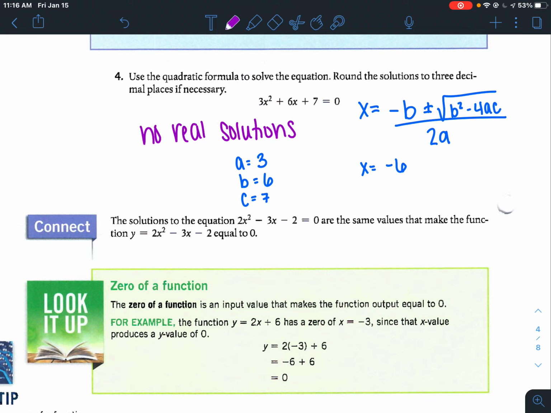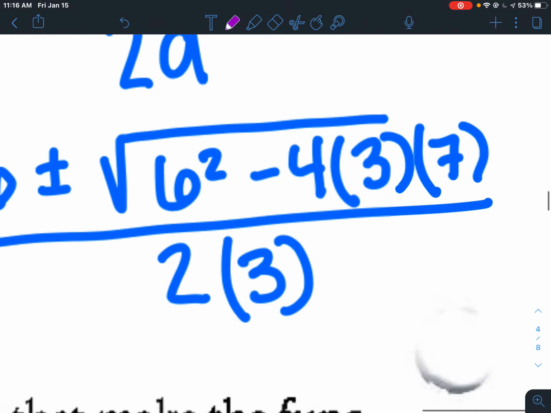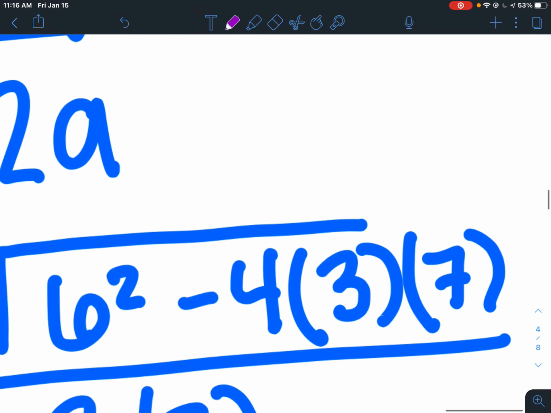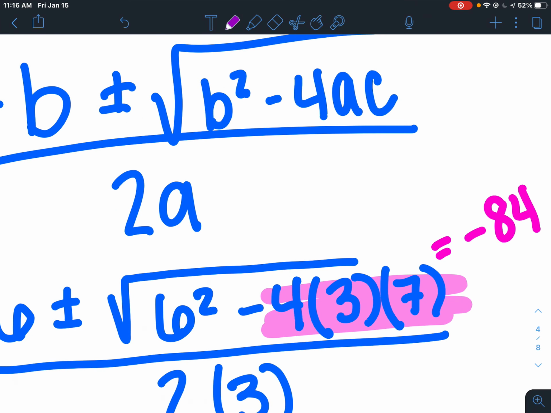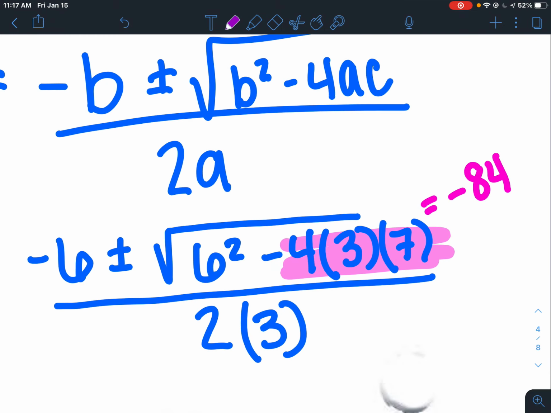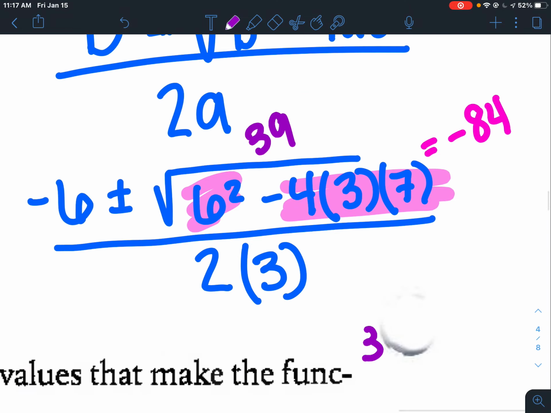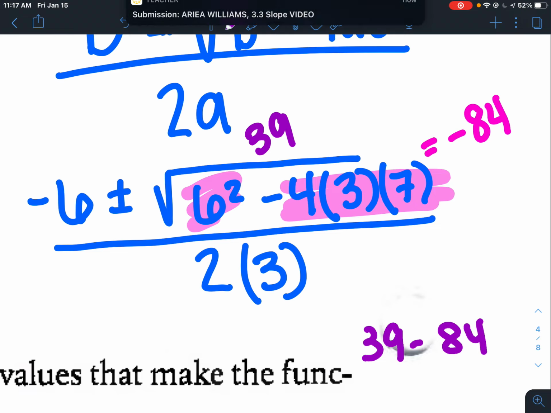Again, don't memorize it, just copy and paste it. I'm going to plug in all of my things, and then just like before, I'm going to solve this middle section here. But when I do that, -4 times 3 times 7 equals -84, and I can't have a negative number. Oh, and then 6 squared equals 36. 36 minus 84 is going to be a negative number.